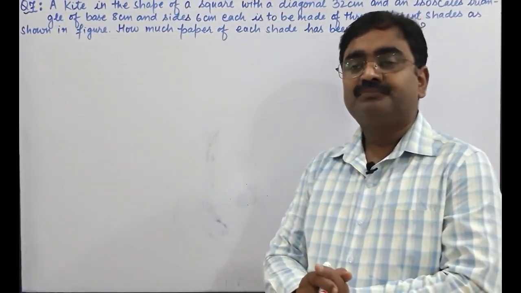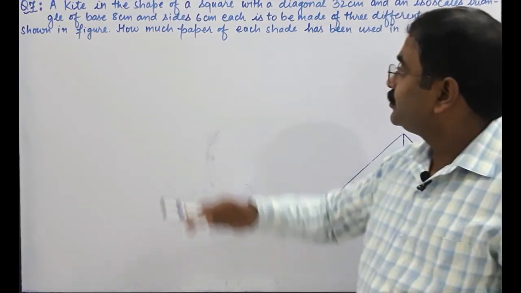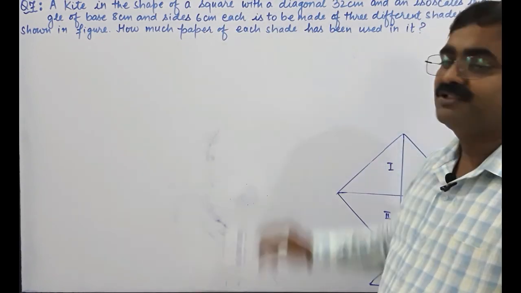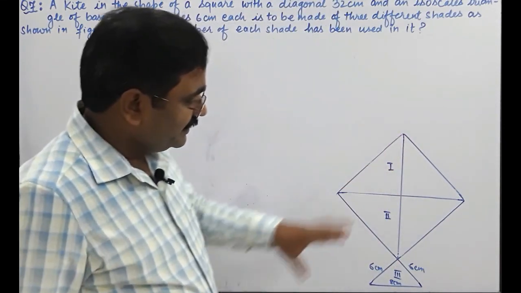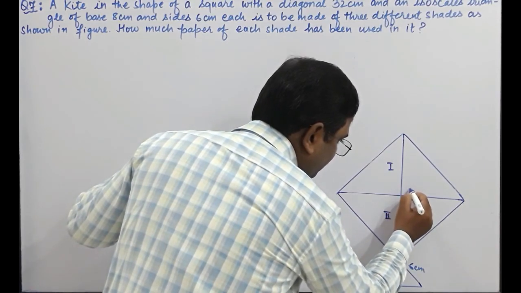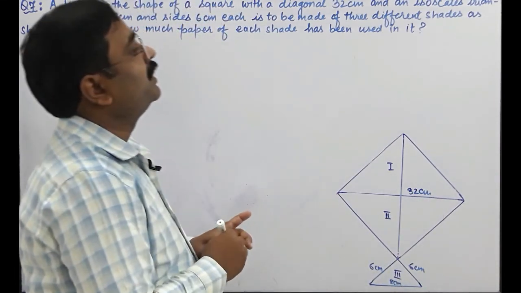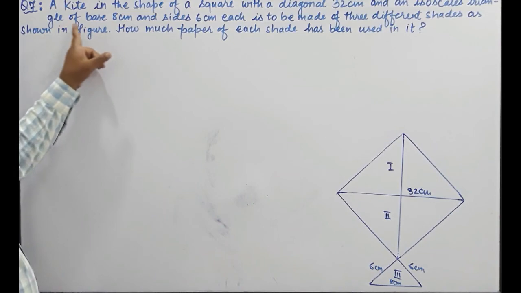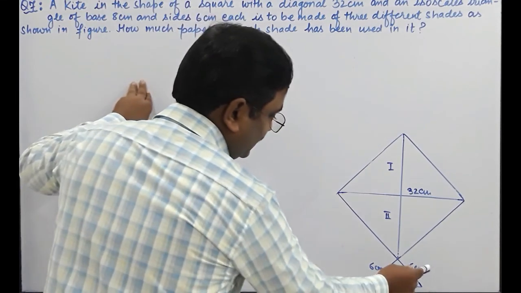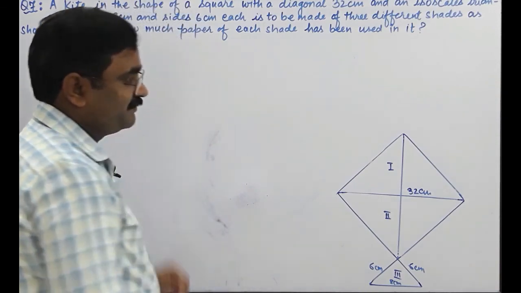Okay friends, now let us see question number 7. In this question, the question is given: a kite is in the shape of a square with diagonals of 32 centimeter. So this is the kite, and the diagonal of this is given as 32 centimeter. Okay. And an isosceles triangle of base 8 centimeter and equal sides of 6 centimeter each is to be made, of 3 different sides.